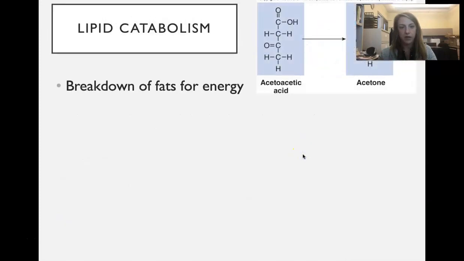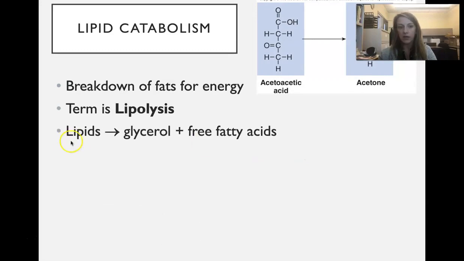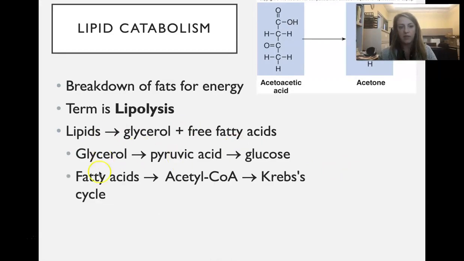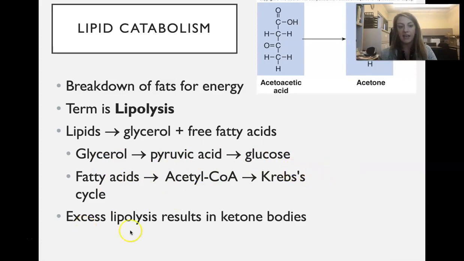Okay. Breaking down fats for energy is lipolysis. Okay. Breaking down lipids into glycerol and free fatty acids. Remember, we can put some of these components into that cell respiration pathway at different points, right? We can take glycerol and turn it into pyruvic acid and turn that into glucose, okay? We can take fatty acids and convert them into acetyl-CoA to put them directly into the Krebs cycle. And excess lipolysis, so lots of fat breakdown, results in ketone bodies.